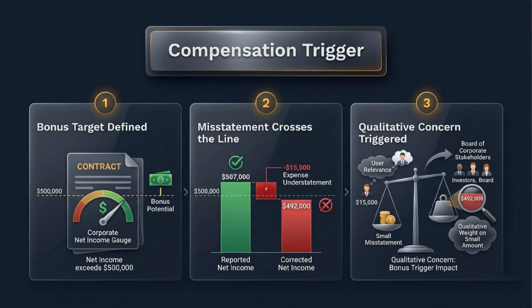Corrected net income is $492,000, below the bonus threshold. That misstatement may be material because it directly affects compensation and raises concerns about management bias. The issue is not only the dollar amount in the financial statements, it is the incentive attached to the number. Whenever a misstatement crosses a bonus, target, or award threshold, qualitative materiality becomes very important.